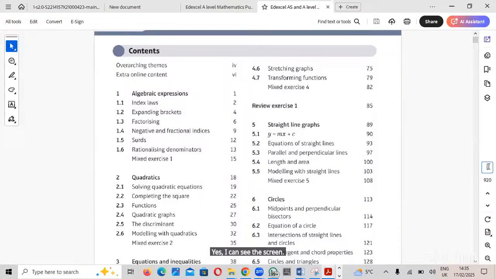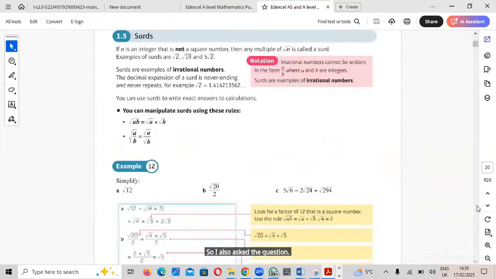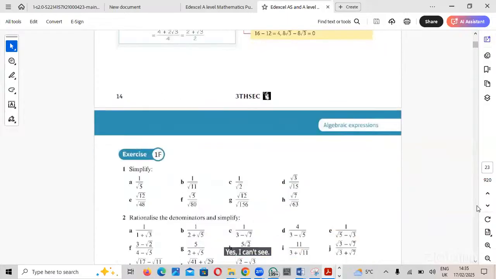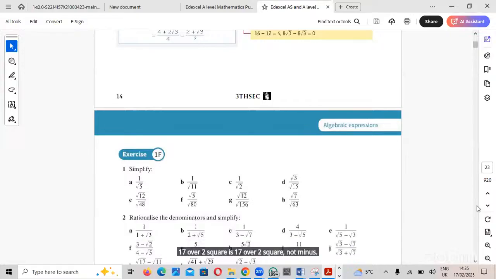Sir, I want to ask you a question. I'm listening. In the completing the square method, is it plus 17 over 2 squared or minus 17 over 2 squared? It is plus 17 over 2 squared, not minus. 17 over 2 squared.